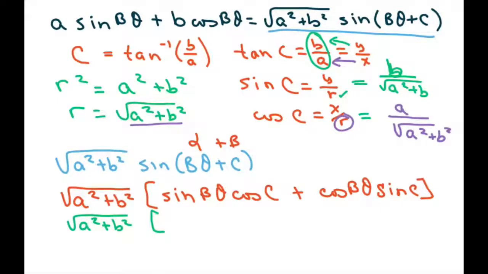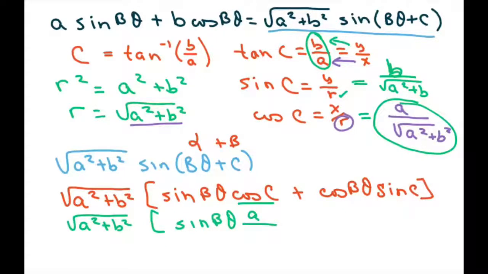Alright, now let's fill all that in if I can squeeze it in here. So we have sine of B theta times cosine of C, which is A divided by the square root of A squared plus B squared. Plus, copy cosine B theta down, times your sine of C, and your sine of C is really B divided by the square root of A squared plus B squared.